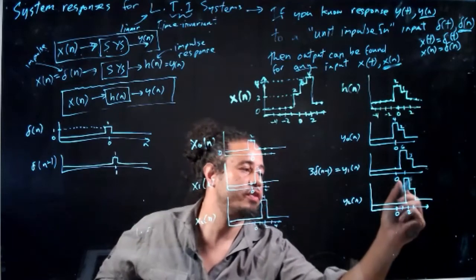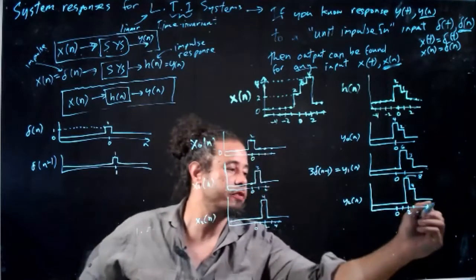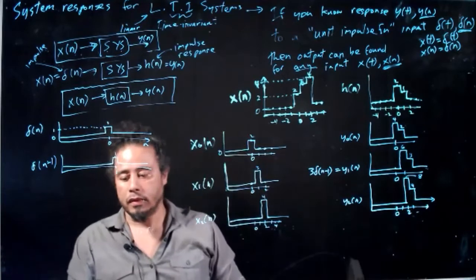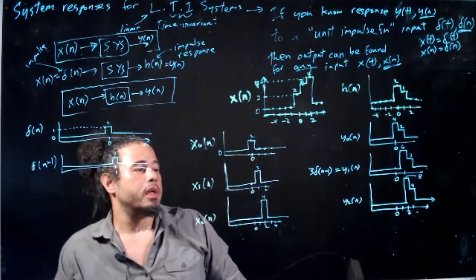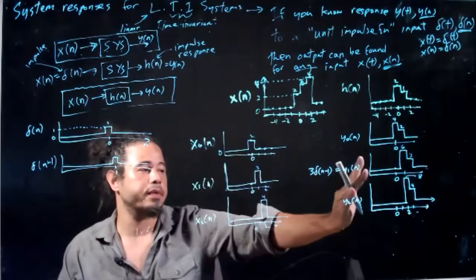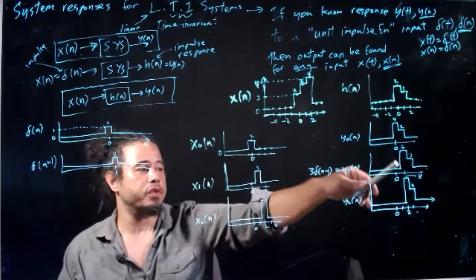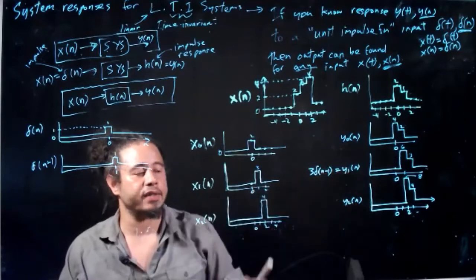Okay, and of course the values there would be 8 and 4. Leave myself enough room here. Okay, and so we use this time invariance property to do the shifting. And we've used the scaling property of the linearity to do the multiplication of the size here, right?